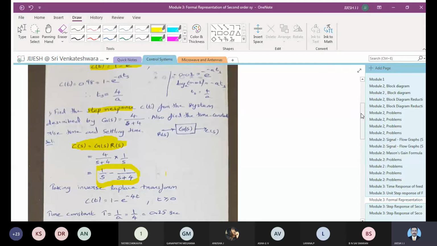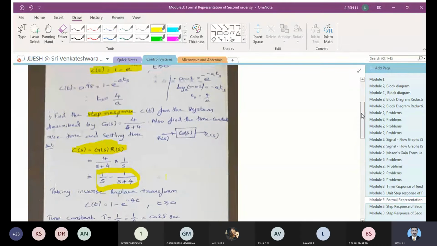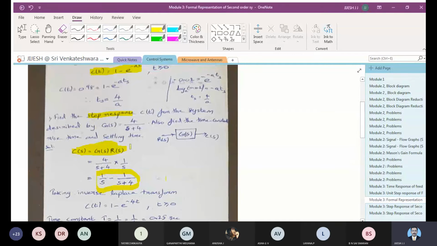So first thing is the time constant. What is the equation for time constant T? It is 1 by a. So T is equal to 1 by a, and a is 4. If you want, you can note down these steps: after this step, write c of t is equal to 1 minus e to the power of minus at. From comparing both the equations, we get a is equal to 4. Once you get a is equal to 4, you find out the time constant T. We have studied that T is equal to 1 by a. So it is 1 by 4, which is 0.25 seconds. What is the next one? Rise time.